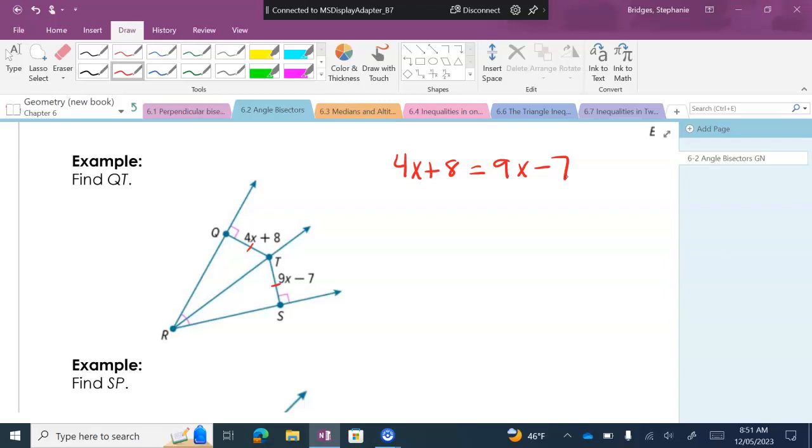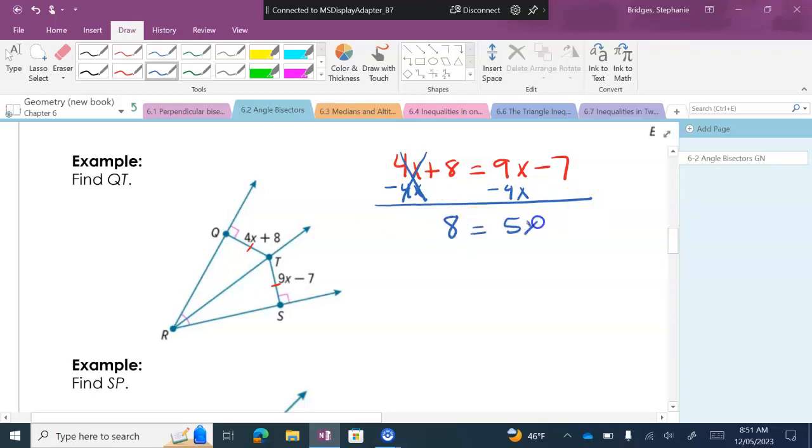Solve this equation for x. I personally am going to take my smaller x, my 4x, and subtract it over to my 9. Whoops. That's going to leave me with 8 equals 5x minus 7.